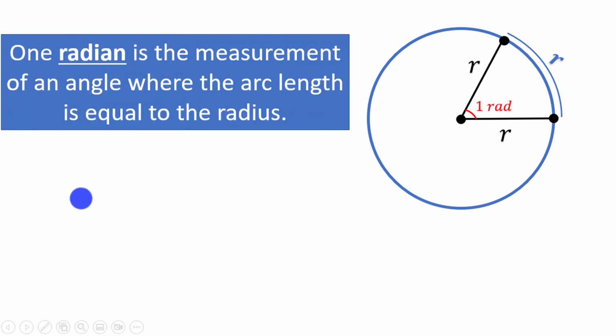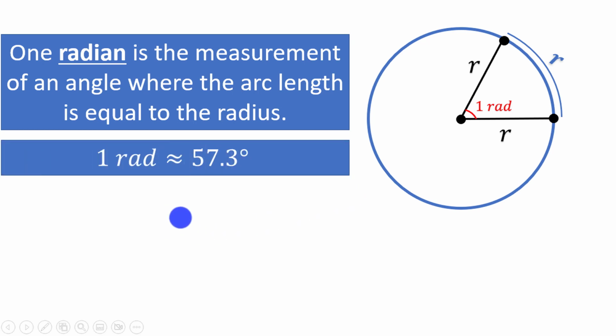Okay, so 1 radian is the measurement of an angle where the arc length is equal to the radius, right? So we have 2 points on the circle, and the distance between those 2 points is the radius, or the distance along the circumference of the circle is the radius. And if that is the case, then the angle between those 2 points is what we call 1 radian. How big is 1 radian? Well, in degrees, 1 radian is approximately 57.3 degrees.